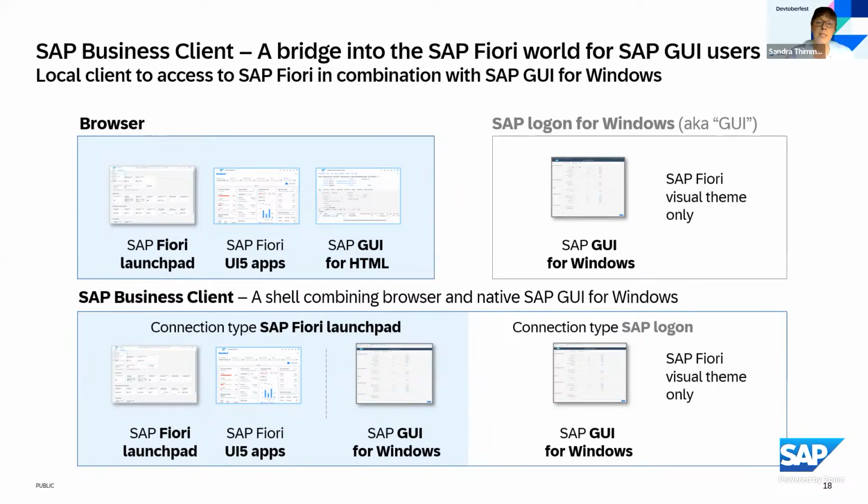Using this approach with Business Client, any GUI transaction on the FLP launches the transaction in GUI for Windows. In addition, you could use SAP GUI for Windows with the connection type SAP Logon, for example, for legacy systems, very old systems where you can access them, but again, together in one shell and with tab navigation within the Business Client.